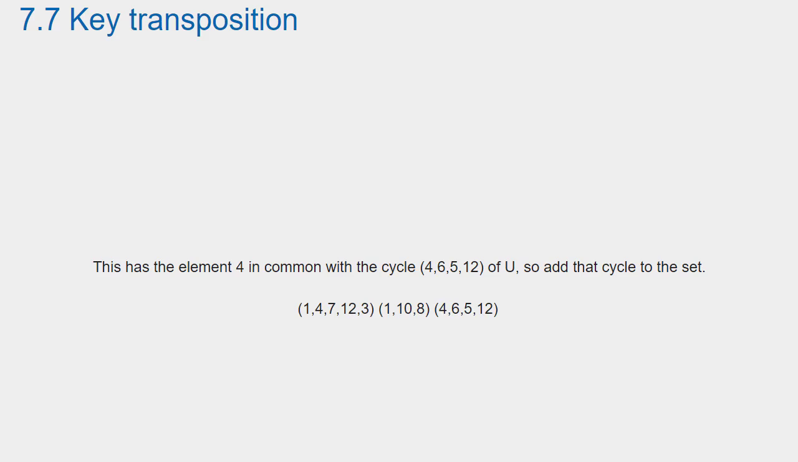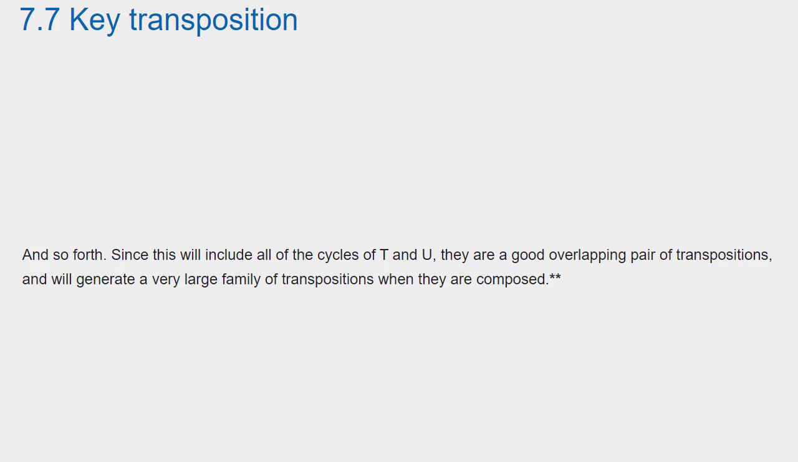This has the element 4 in common with the cycle 4, 6, 5, 12 of U, so add that cycle to the set. And so forth. Since this will include all of the cycles of T and U, they are a good overlapping pair of transpositions and will generate a very large family of transpositions when they are composed.